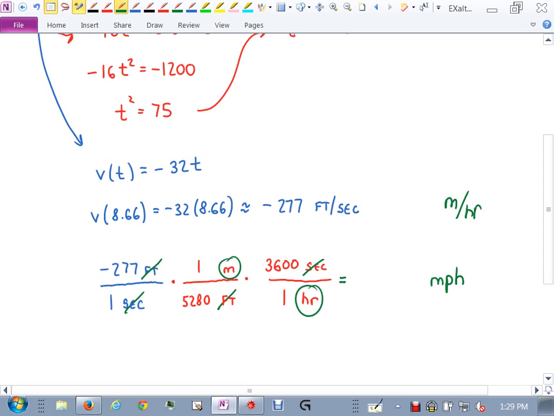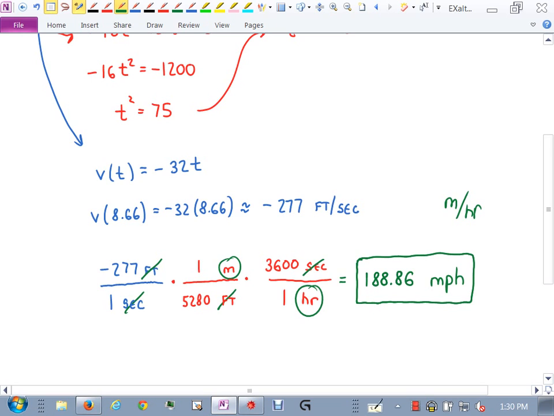Now, to actually compute it, you go straight across the top. Multiply negative 277 times 1, you don't need it, times 3,600. Someone do that in a calculator, and then divide it by 5,280. 188 point what? 86? Close enough, approximately. So what do you say about that? It's moving, isn't it? It's moving.